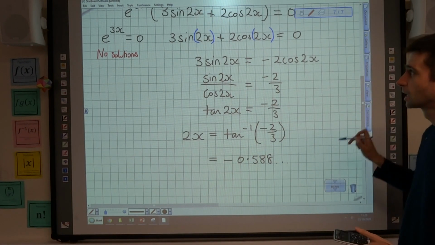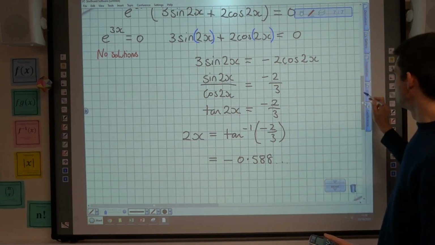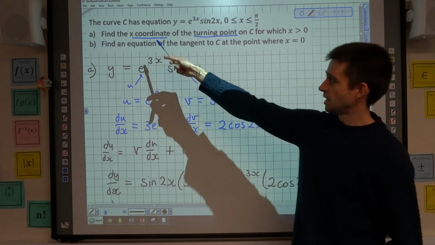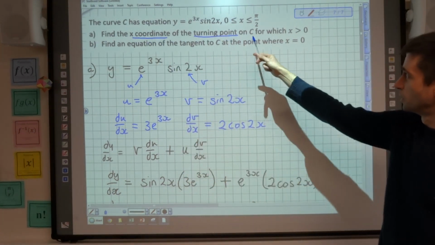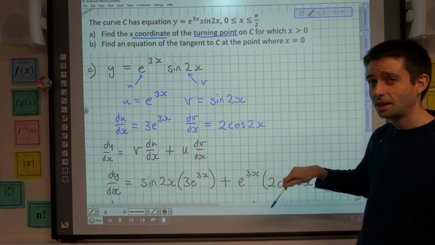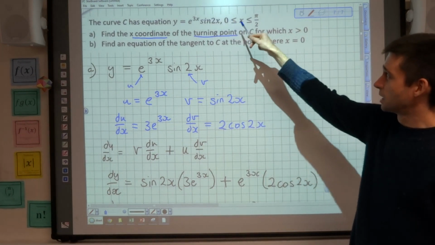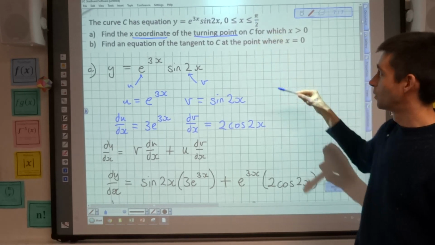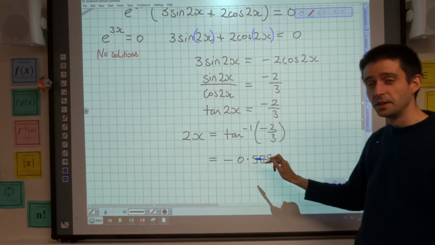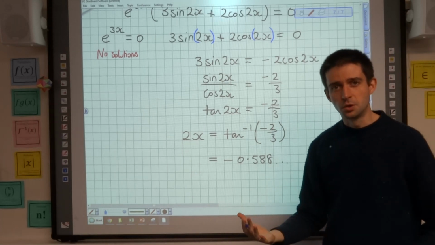etc., etc. Now, just an important thing here, a couple of clues in the question. The first one, it says find the x-coordinate of the turning point on C for which x is greater than 0. So I'm not there yet. I'm told originally that the curve is only defined between 0 and pi over 2. So even though this is solving the equation, it's not solving the model.